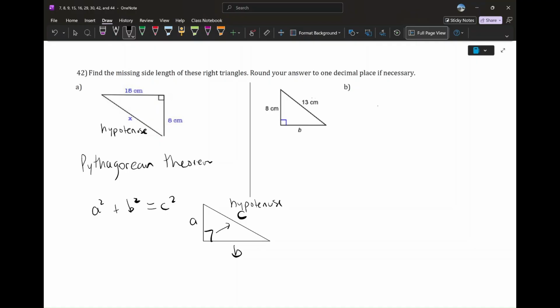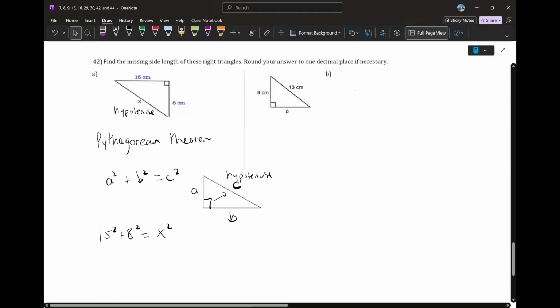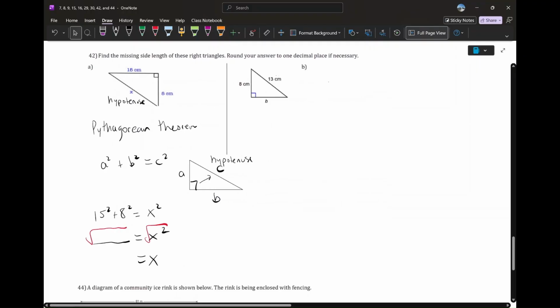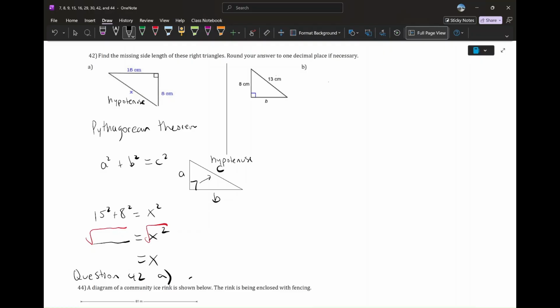So in this case, we can do 15 squared plus 8 squared is equal to x squared. Once you simplify that, you'll get x squared is an answer, but you must square root both sides to get just x equals. So leave your answer below. Just call it question 42. A. Leave your answer below and compare to each other.